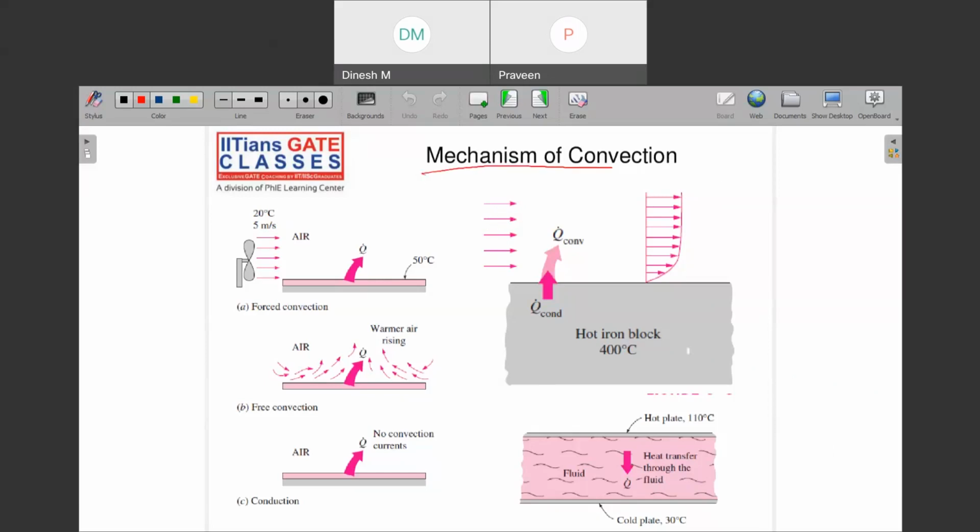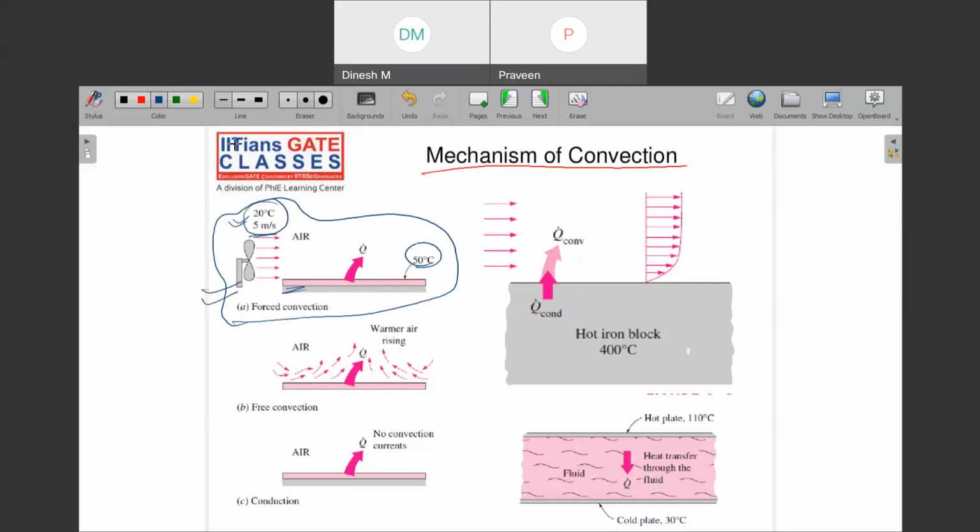What I have written here is the mechanism of convection. What happens in convection heat transfer is, let us say I am talking about this figure A. What we can see here is that there is a surface, and let us say this surface has some temperature, 50 degrees Celsius, and I am blowing some air upon it with the help of a fan. The air has some velocity, let us say 5 meters per second, and a temperature of 20 degrees Celsius.